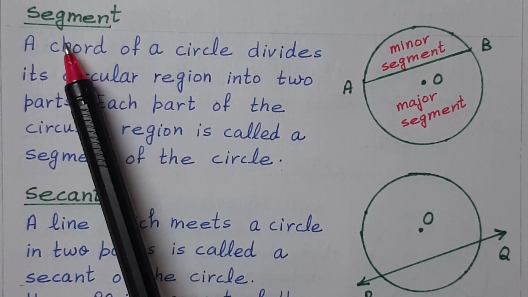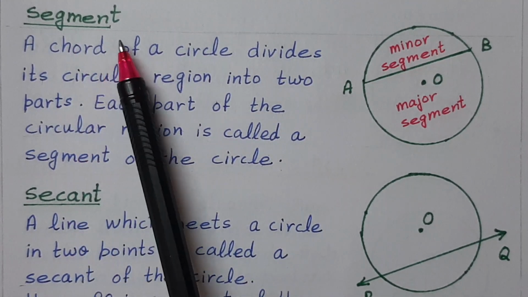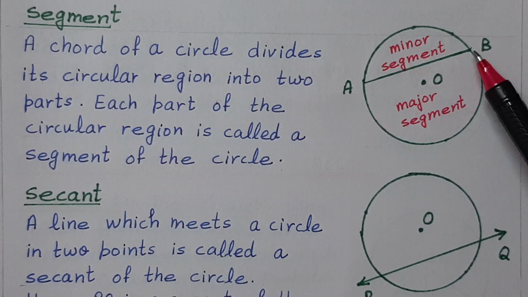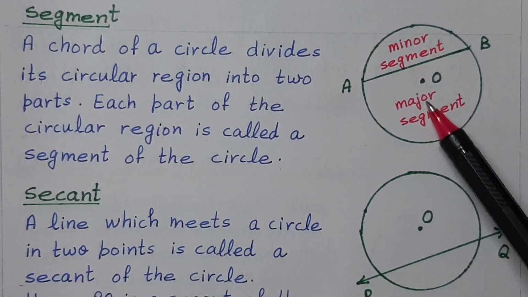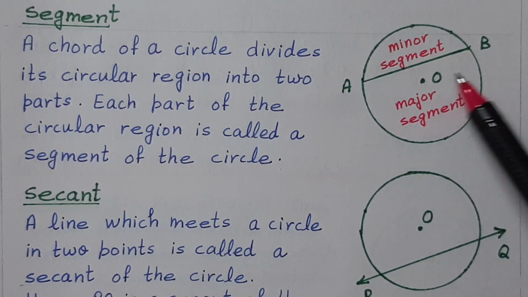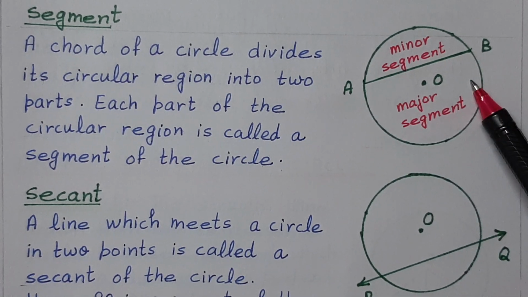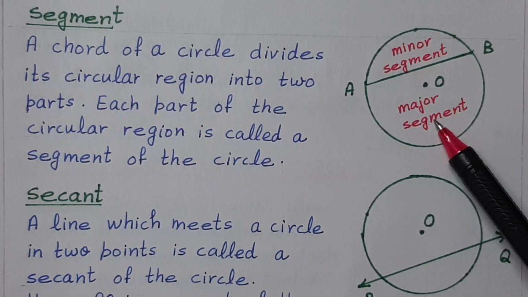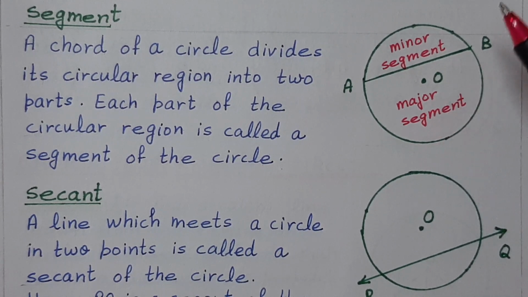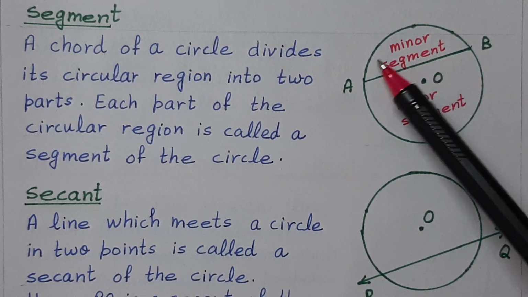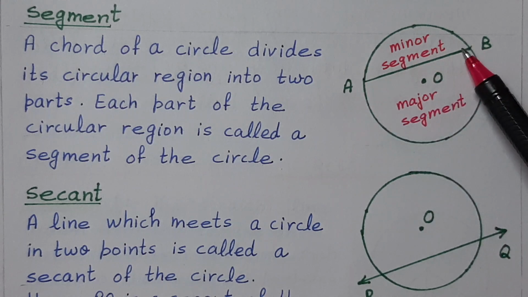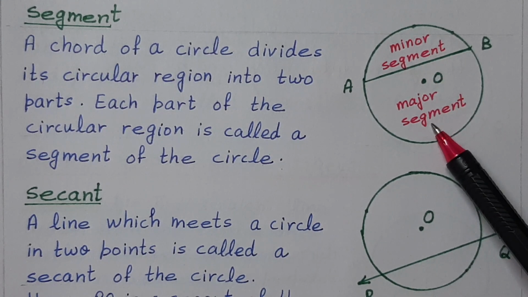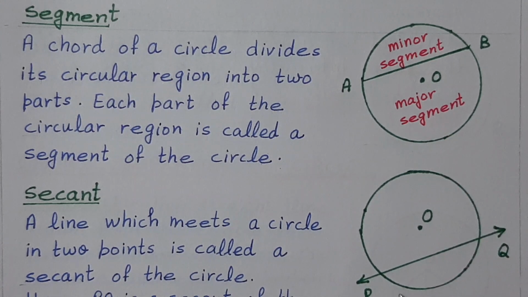Now the next terms are segment and secant. Now let's see what a segment is. A chord of a circle divides it into 2 equal parts, that is if it is passing through the center of the circle. But if a chord is dividing the circle into 2 unequal parts, then each part is called a segment. Now we can see that this is the minor segment and this is the major segment. Clear?